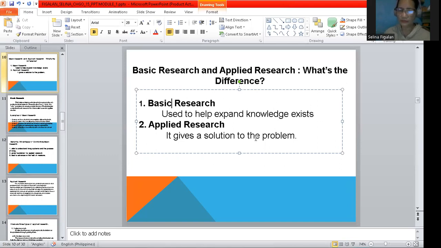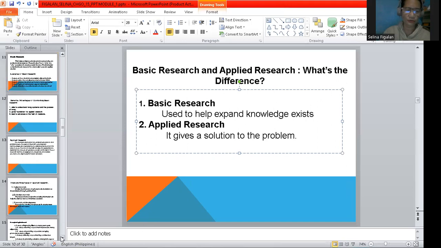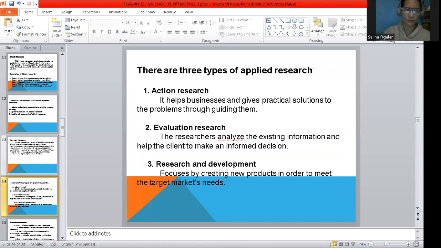And when you say applied research, it gives a solution to the problem. Kasi when you are doing scientific method, you have to identify first the problem to give a solution. So it is not only when you are doing research studies, di ba? When you are doing your research, hindi lamang kayo naka-base doon with the theories, but you want to prove if this theory is true or not. Okay, so this is the difference between your basic research and then the other one, which is what you call the applied research. Okay.